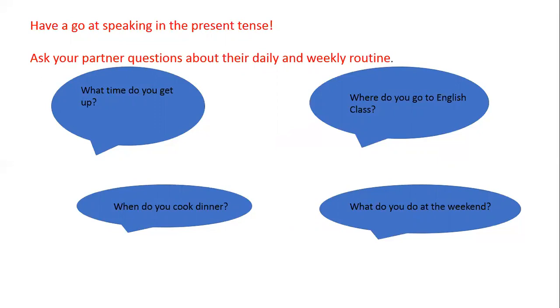What do you do at the weekend? Oh, I do lots of things at the weekend. I go to the park, I walk, I do the shopping, I clean my house. So all in the present tense. So you have a go, and well done everybody.